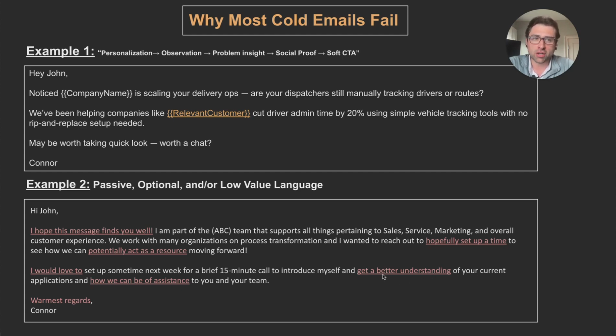That's just weak and lowering your value. You're supposed to understand their role. They don't want to teach you about their role. Be of assistance, again, sounds weak. Potentially act as a resource. Hopefully set up a time, or just like, I hope you're doing well, things like that.